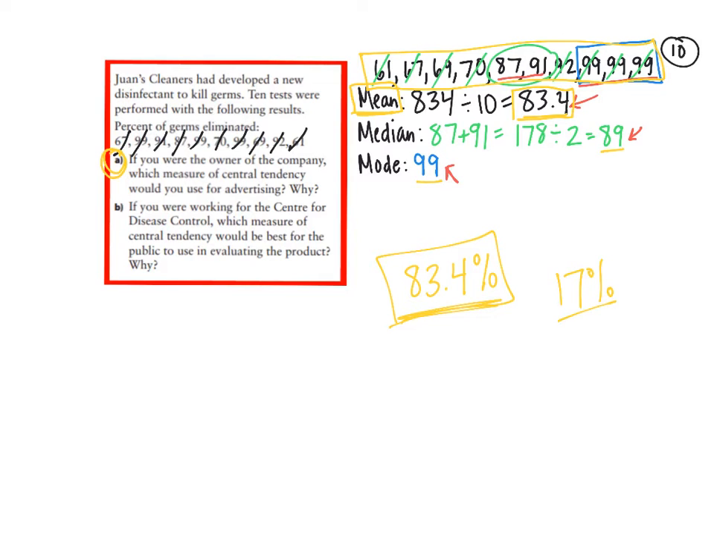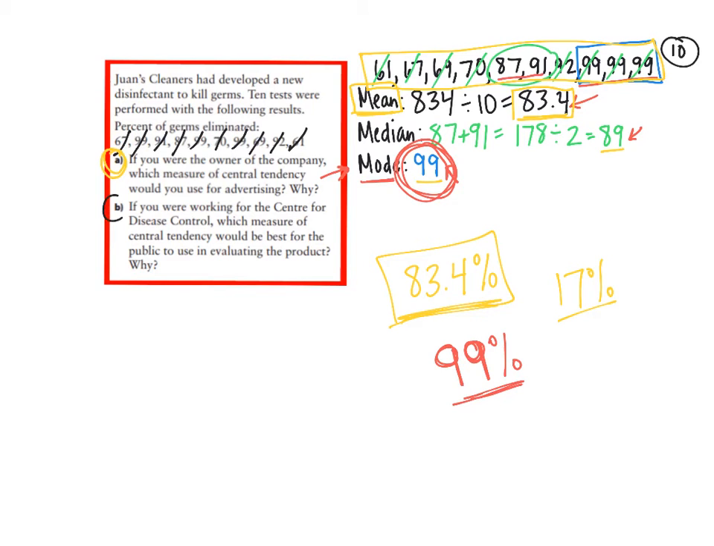Okay, probably not. So what I would do if I were the company, if I were Juan's Cleaners, I would use the mode. And I would say, hey guys, 99% of the time, we have found that that is the most accurate measure of how many germs were killed. Are Juan and his company lying when they say 99% of the time was our most accurate result? They're not lying, but are they being really truthful? Yeah, well, that's debatable. So if I were this company, I would be using the mode. However, even though the mode of 99 is accurate, it's really not our best summary, okay?